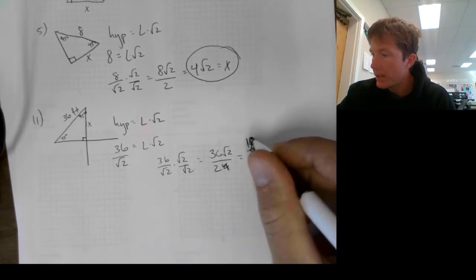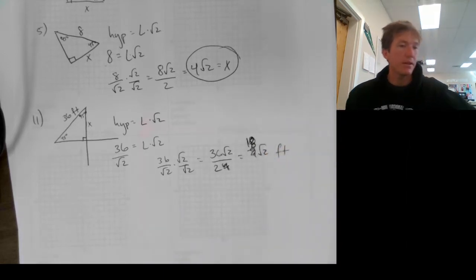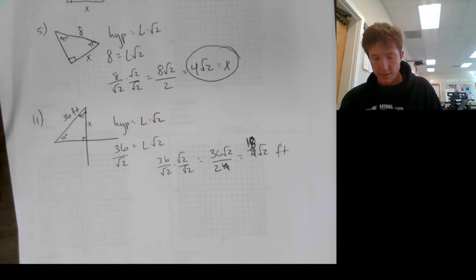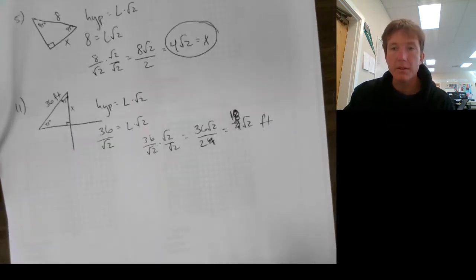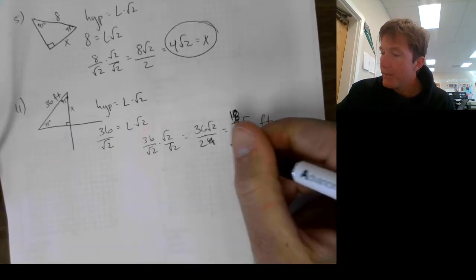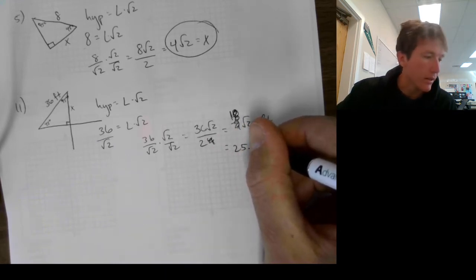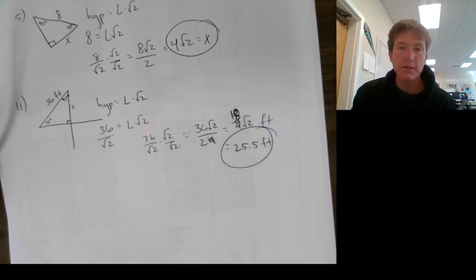Each blade is 18 times root 2 feet, and we're not going to leave it in that weird form when we're talking about real life stuff, since you can't just tell a pilot that your blades are 18 root 2 feet. So you plug it in a calculator, and what do they want? Nearest tenth. So the blades are 25 and a half feet long.